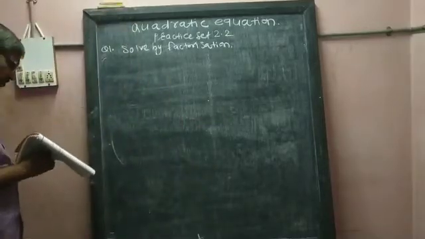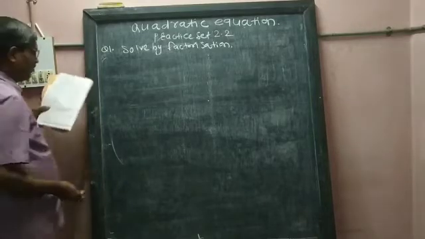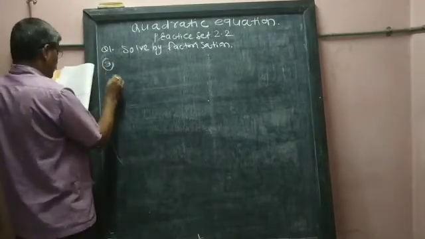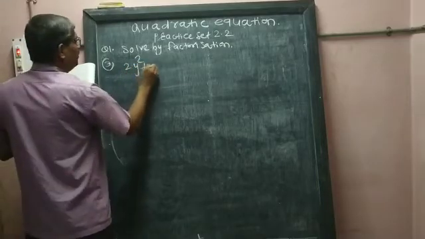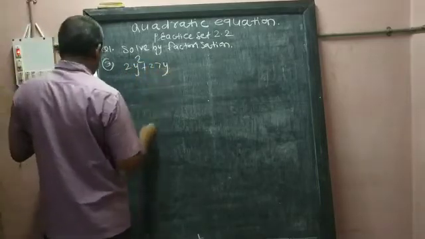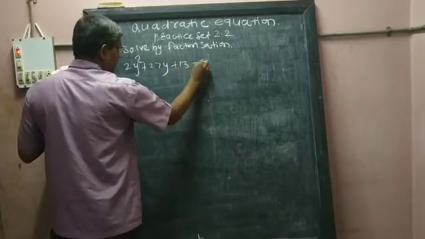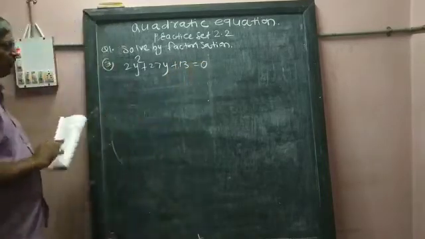Look here, what is question number 3? You should have to read it. Question number 3 is very simple: 2y square plus 27y plus 13 is equal to 0. What should we do here?